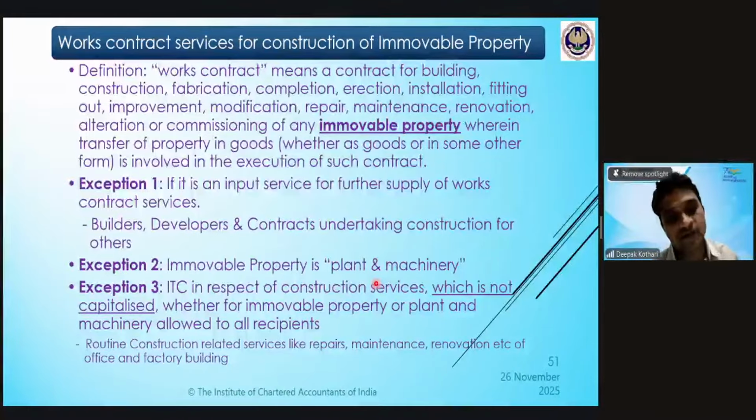And the third exception is ITC in respect of construction services which is not capitalized, whether for immovable property or plant and machinery, is allowed. Which means routine construction related services like repairs, maintenance, renovation, etc. of office and factory building is not a blocked credit. Okay, so immovable property is blocked if it is works contract services related to building and you're capitalizing it.